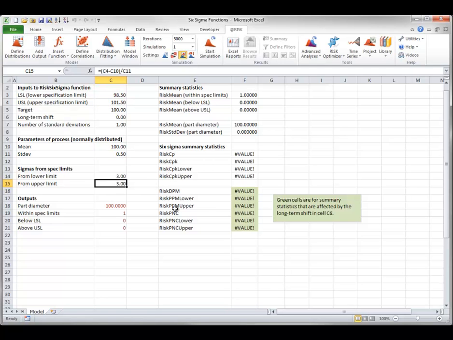You would expect a 3 sigma process to produce very few defective parts because a normally distributed value has a very small chance of being more than 3 standard deviations from its mean. As the 6 sigma functions will indicate, however, a 3 sigma process is not necessarily as good as you might think.